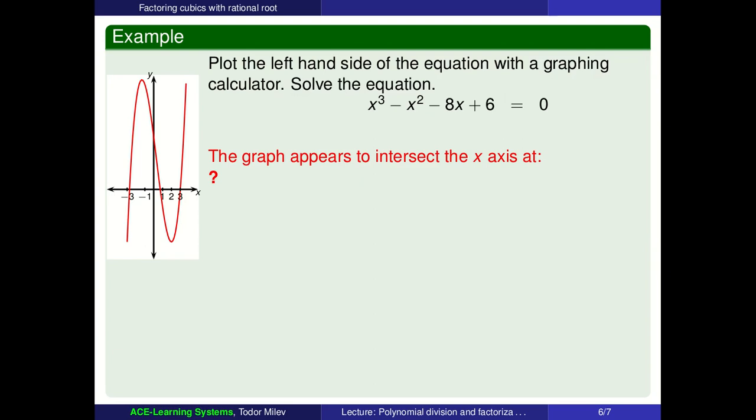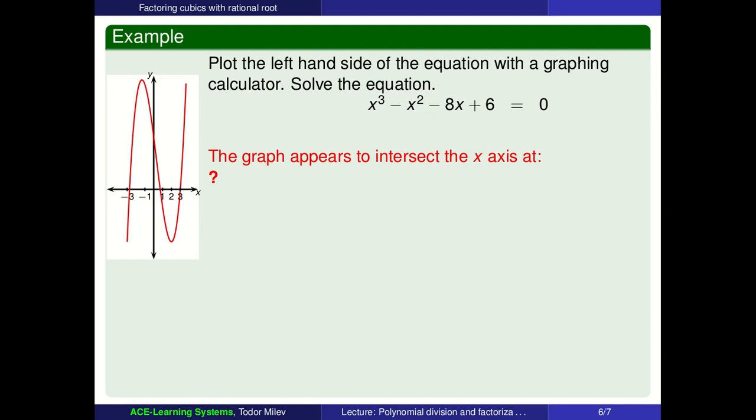It seems that the graph of x cubed minus x squared minus 8x plus 6 intersects the x-axis in 3 points. Here, here, and here. So the graph of our function intersects the x-axis at 3 points.